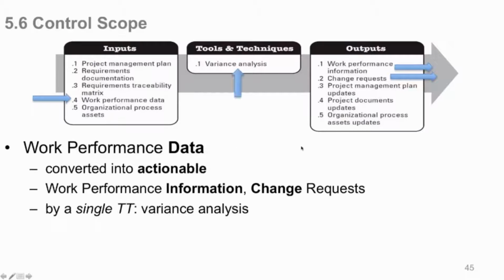Now, by the way, variance analysis, like I mentioned, it's the single tool that you need to use to control your scope. Are you varying from it? If you are, change request to get it back in line. And we'll talk about some of the neat stuff in this data flow diagram in a minute.